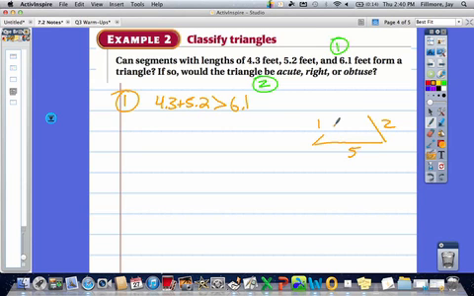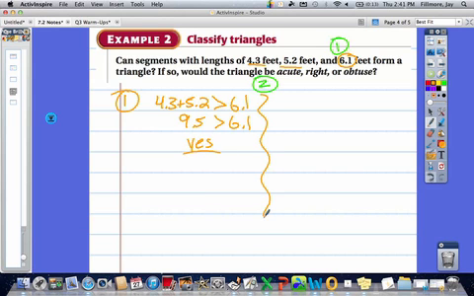So in order to test if three numbers can form a triangle, which these three cannot, we'll take our two smaller sides, and when you add them together, it should be greater than your largest side. If that test is failed, then those three lengths cannot form a triangle. So in this case, if I add 4.3 and 5.2, I end up with 9.5 as my sum. That is greater than 6.1, so yes, it can form a triangle.